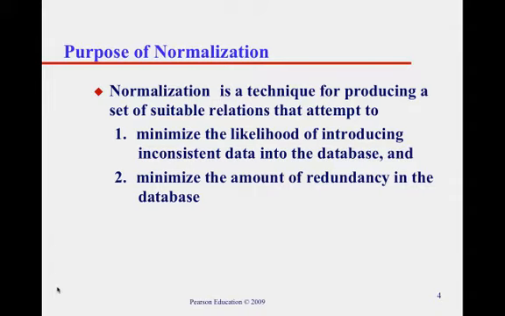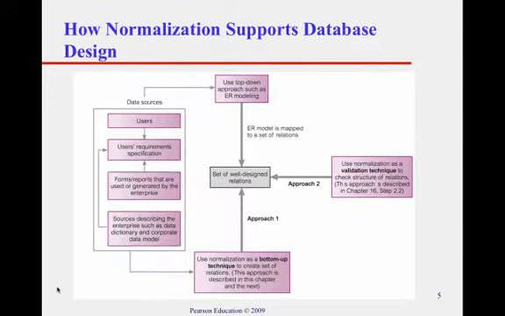Okay, so as I said, normalization is going to attempt to minimize the likelihood of introducing inconsistent data and minimize the amount of redundancy. By reducing redundancy, you're actually minimizing the likelihood of introducing inconsistent data. Because if you have redundancy, whenever you do an update, you have to make sure that you update every duplicate pair of values.